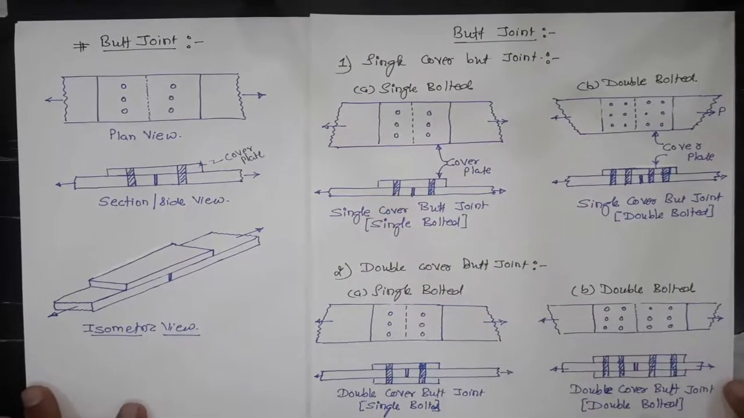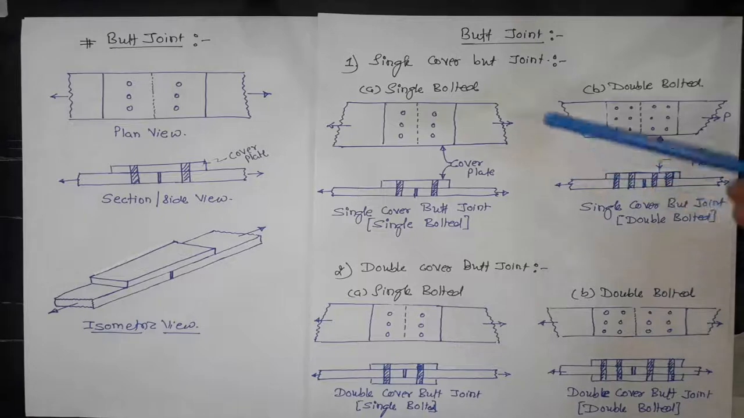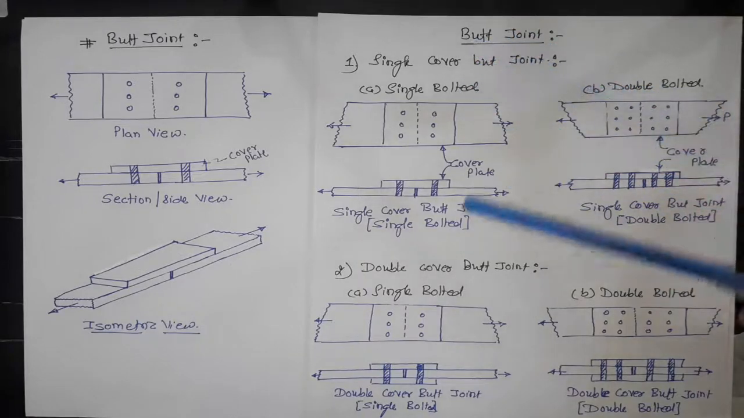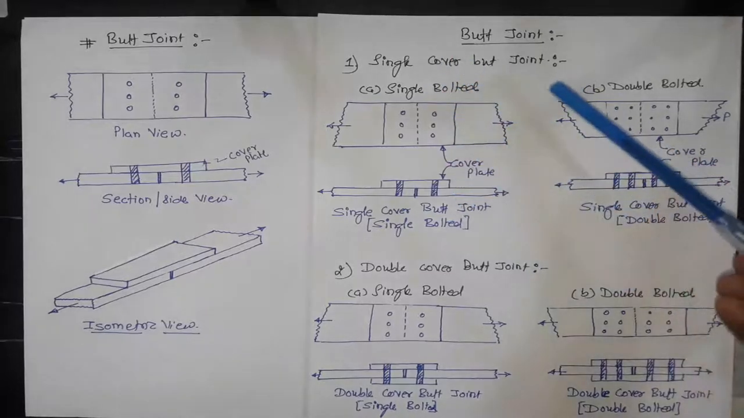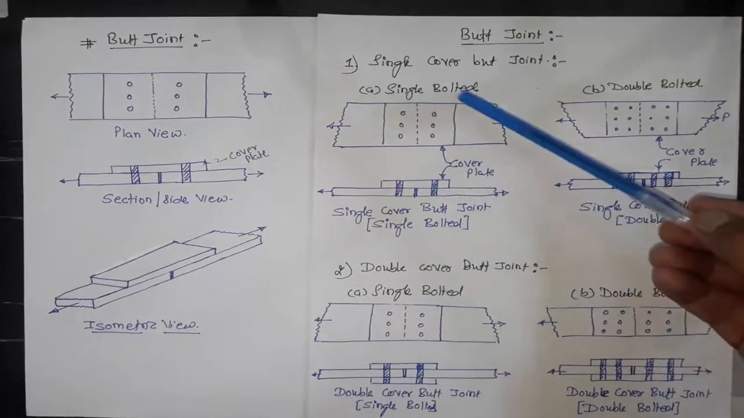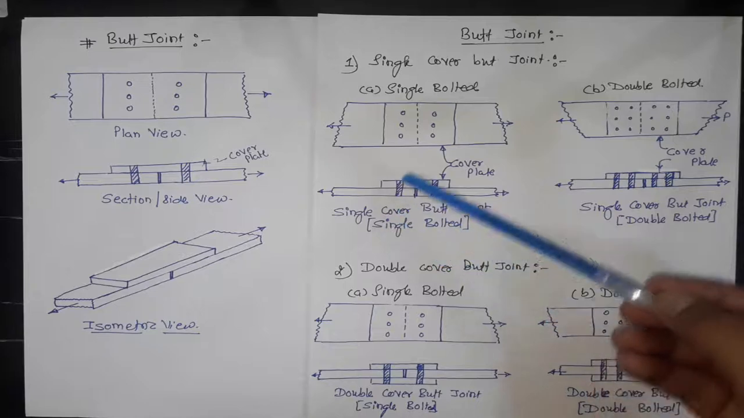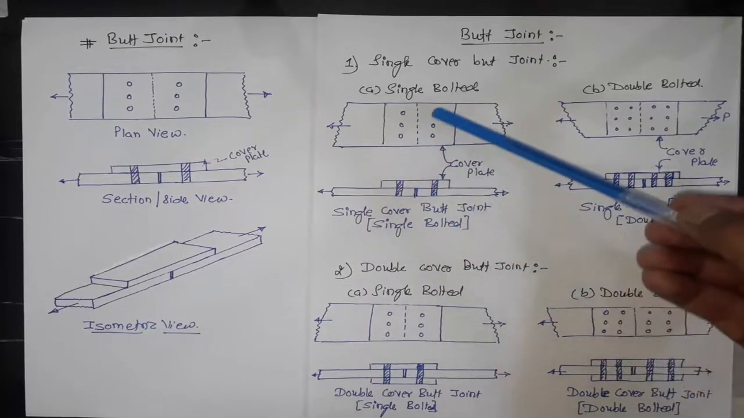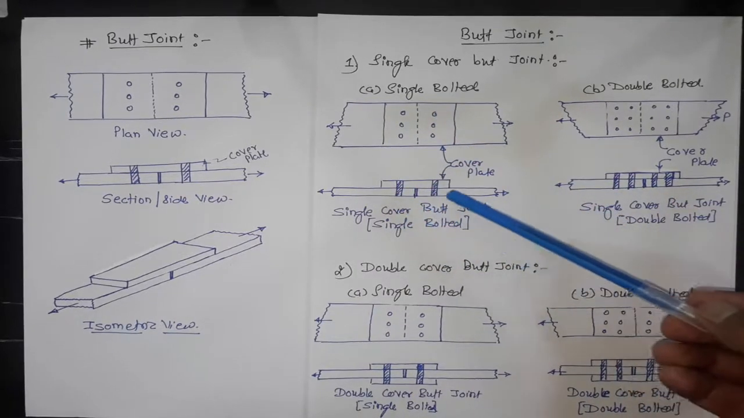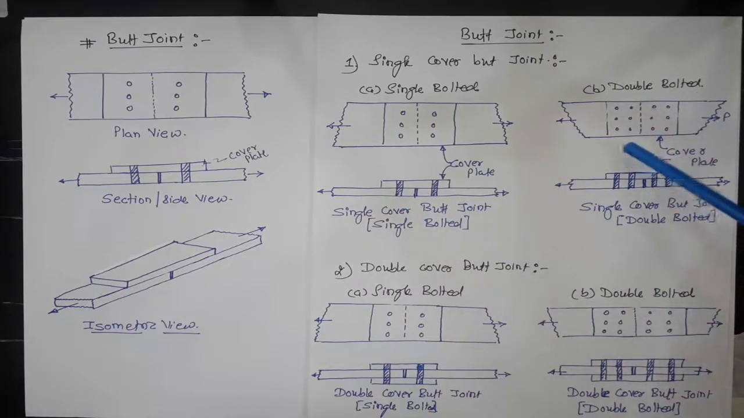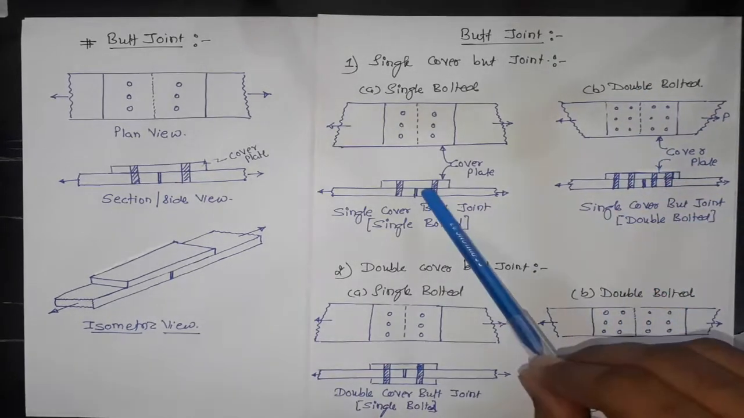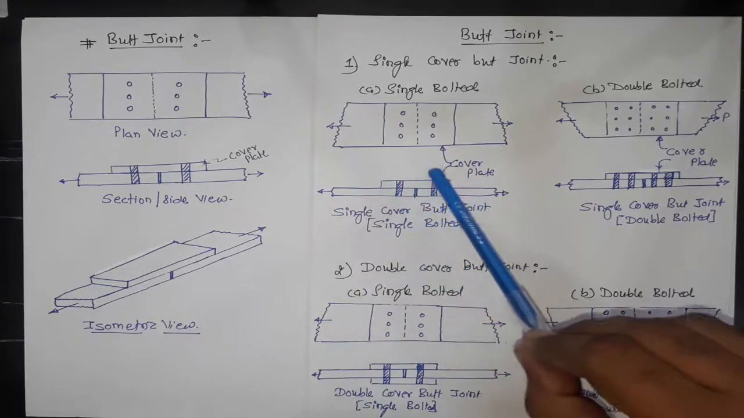Butt joints can further be divided into two types: single cover butt joints and double cover butt joints. Single cover butt joints can further be divided into single bolted and double bolted. In single bolted, one row of bolts on either side of the connecting plates is provided. In double bolted butt joints, two rows of bolts on either side of the connecting plates are provided. Here the number of cover plates is only one.